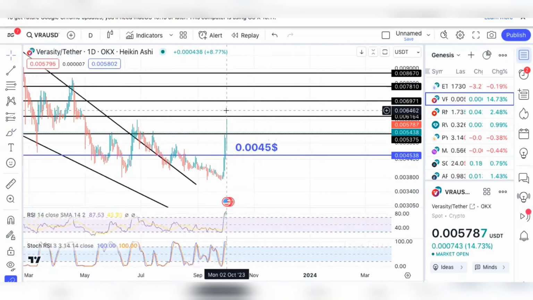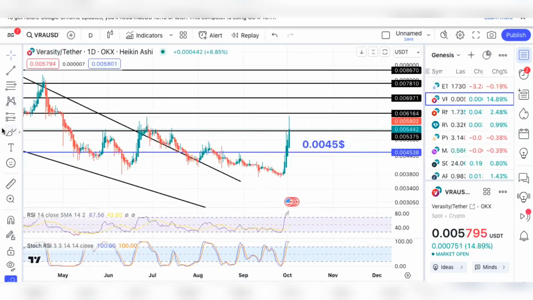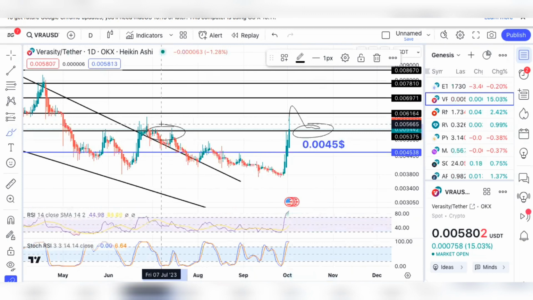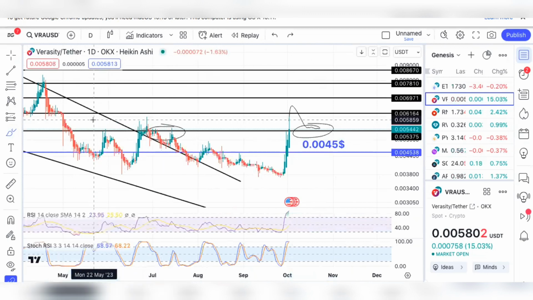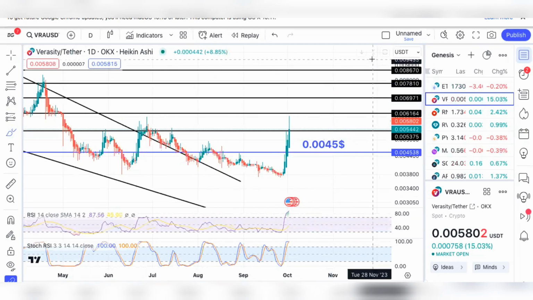This is currently a very good impulse move on the upside with the news of Veracity burning its war chest tokens. So current resistance for VRA was 0.0053, which it has broken. It's approaching the next resistance at 0.0061. So let's say if it does something like this and comes down, corrects and retests this zone of 0.0053, that can be a good opportunity to long VRA, aiming for higher prices.